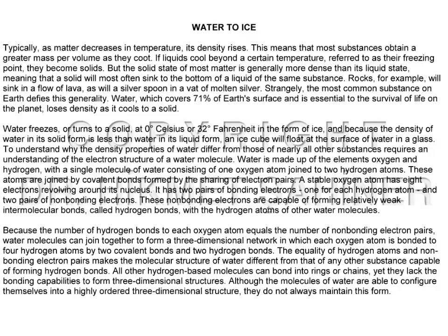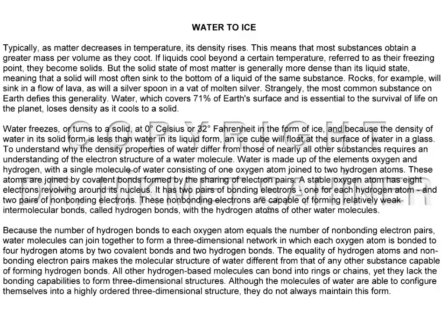These non-bonding electrons are capable of forming relatively weak intermolecular bonds, called hydrogen bonds, with the hydrogen atoms of other water molecules. Because the number of hydrogen bonds to each oxygen atom equals the number of non-bonding electron pairs, water molecules can join together to form a 3-dimensional network in which each oxygen atom is bonded to 4 hydrogen atoms by 2 covalent bonds and 2 hydrogen bonds.